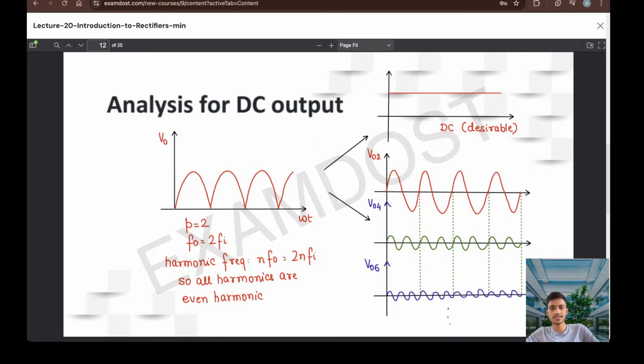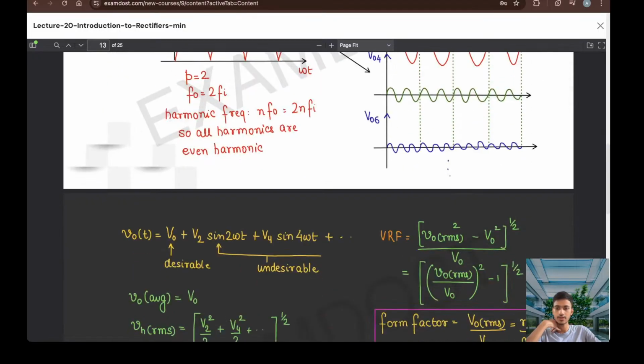Analysis of DC output. Something like this, a two pulse output. The harmonic frequencies are 2nf, so all harmonics are even harmonics. For a two pulse output, we'll get even harmonics and a desirable DC part. Got it.